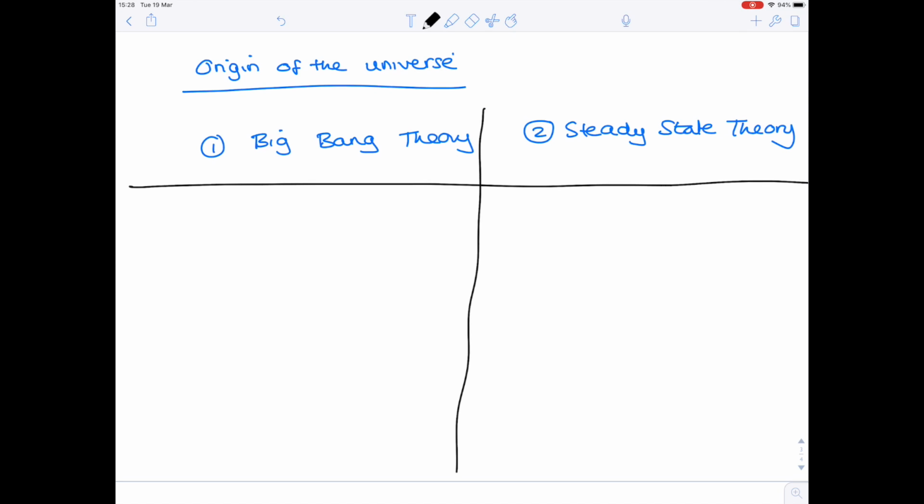Let's now look at the origin of the universe. What a statement. Origin of the universe. And there are two theories you need to be aware of. These are the Big Bang theory and the steady state theory, and we're going to summarize these now. So the Big Bang theory is probably the one you're most familiar with, and that states that the universe is expanding after exploding suddenly in a huge explosion, which we call the Big Bang, and it means that the universe started from a very small point and that space, time and matter were created in the Big Bang. I'm going to write that down now.